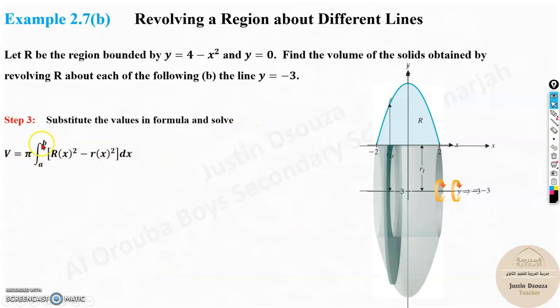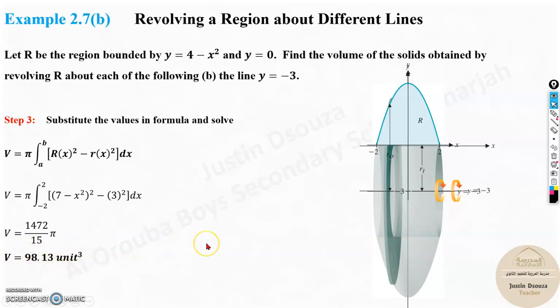Now use the formula and solve. The formula is from a to b, capital R is the outer radius minus the inner radius. The limits we found were minus 2 to 2, 7 minus x squared the whole squared, minus 3 squared. Put this in the calculator, you will find it. You can press S-D and you will get the value. Unit cube is the unit. It's 98.13 unit cube because it is volume.